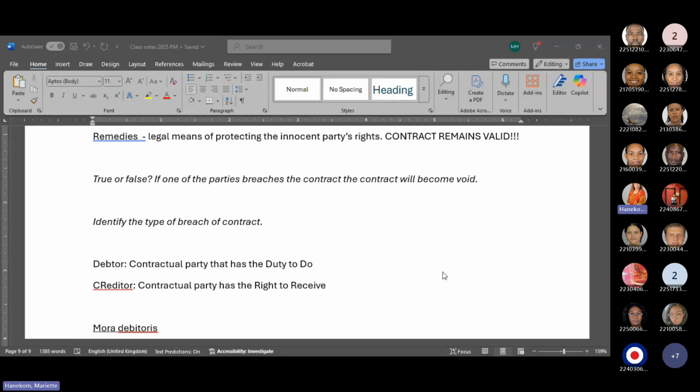With regard to the delivery of the phone, is Evelina debtor or creditor? She would be a creditor because she has to receive it. Absolutely. Thank you so much. That is absolutely correct. It's not that difficult.